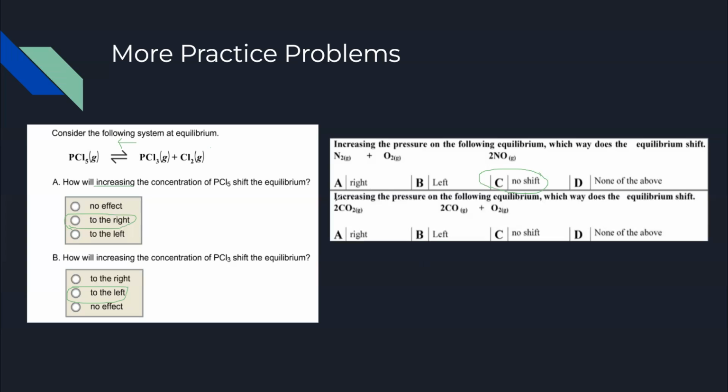Let's try this one. Increasing the pressure on the following equilibrium, which way does the equilibrium shift? Actually, let's not do increasing, let's do decreasing. If you decrease the pressure on the equilibrium, it'll go to the side with the greater amount of moles. The side that has the greater amount of moles is 2CO and O2. So the reaction will go to the right.